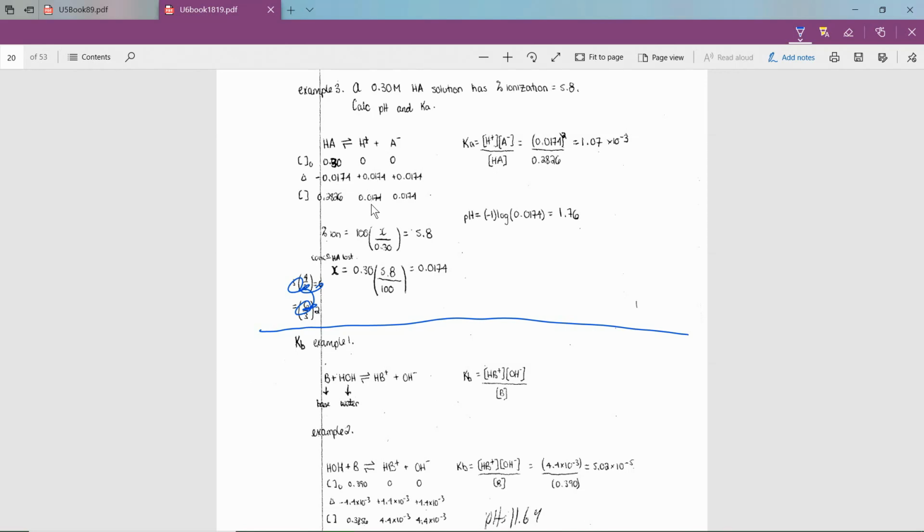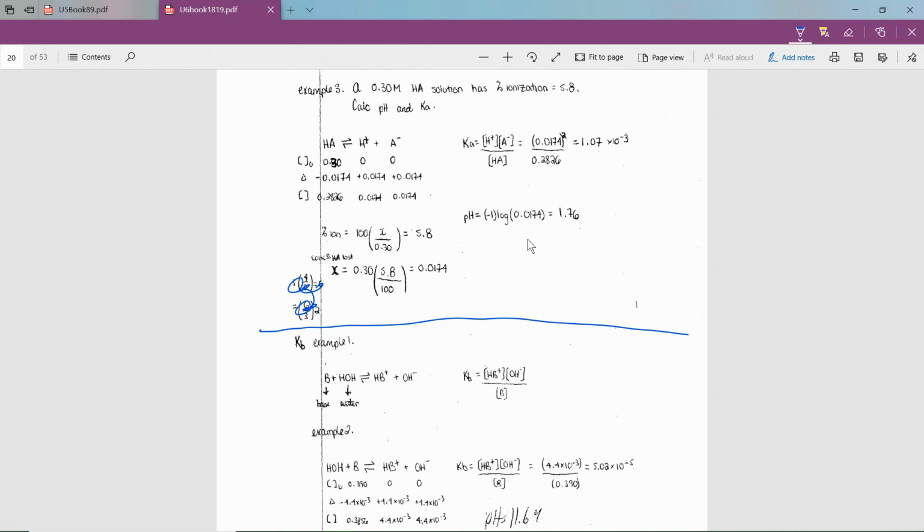So my H plus is 0.0174, my A minus is 0.0174, and my HA is 0.3 minus 0.0174, which is 0.2826. So Ka is 0.0174 squared over 0.2826, and I get 1.07 by 10 to the minus 3. So that is my value for Ka. And my pH is minus 1 times the log of 0.0174, which is 1.76.